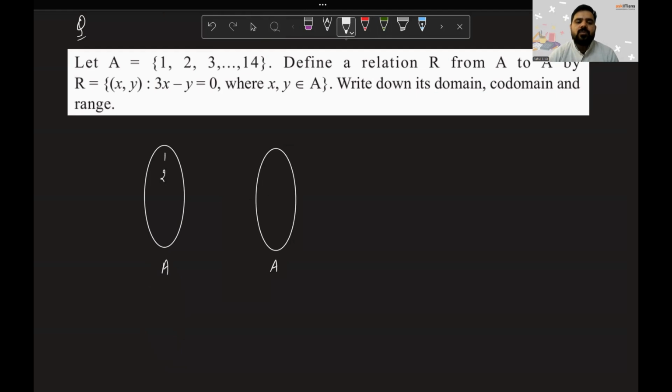We are having elements 1, 2, 3 up to 14. Here also we are having 1, 2, 3 up to 14. So these are two sets, or the same set A. There are two different ways of saying the same thing, right? There are two equal sets A and B, or the same set A is written twice, and we are defining a relation R from A to A. If I write this in relation form, relation R is defined from A to A.